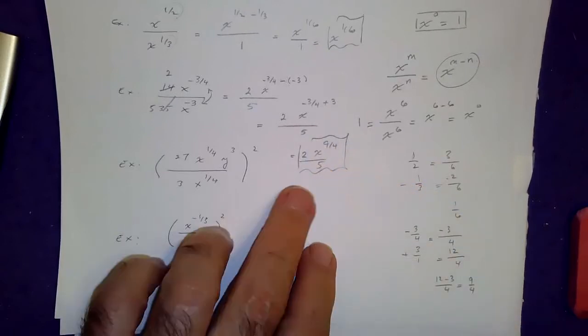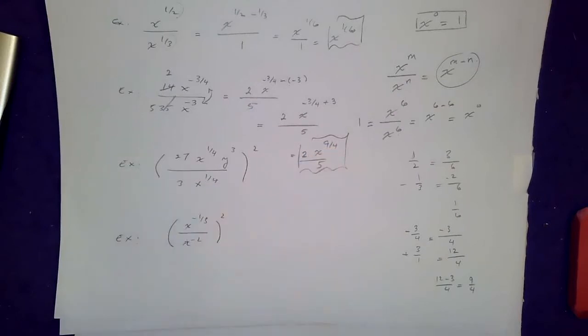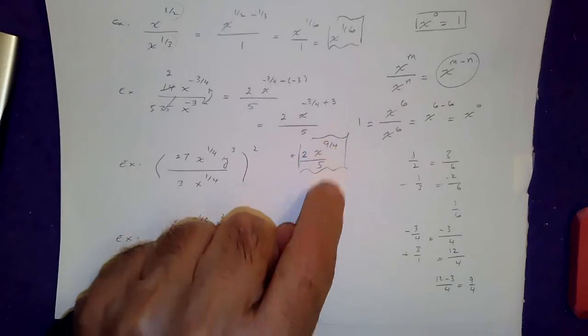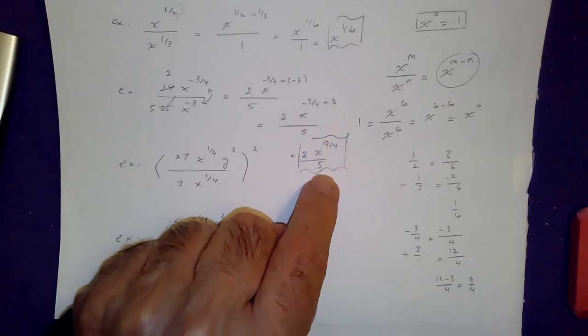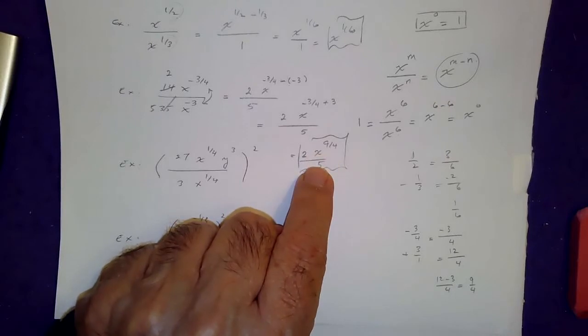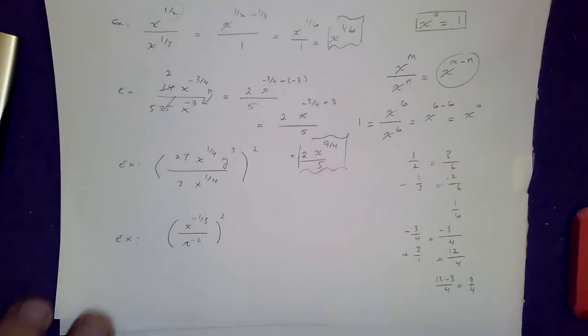Keep in mind the final answer should have no negative power. So if it is negative and it's on top, place it at the bottom. And if the expression has a negative power, your x has a negative power, and it's at the bottom, place it on top.